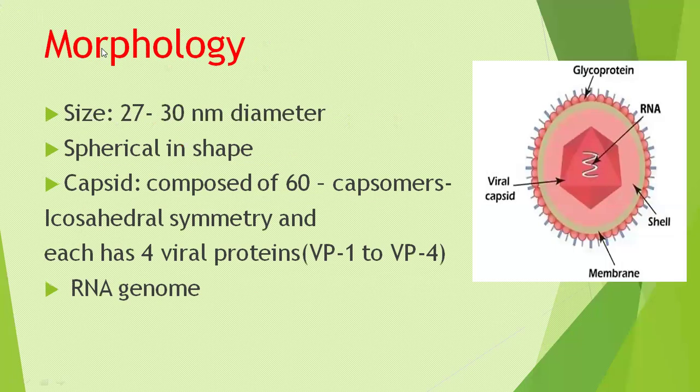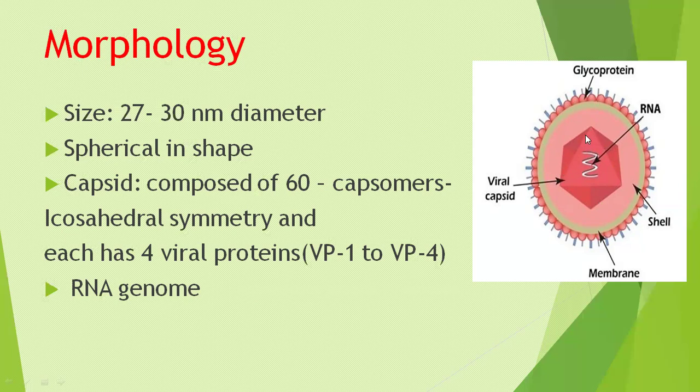And next, morphology. See, the size of the virus is between 27 to 30 nanometer in diameter. It is spherical in shape and it has the capsid. So in the picture you can see this is the capsid, and the capsid is made up of capsomers.